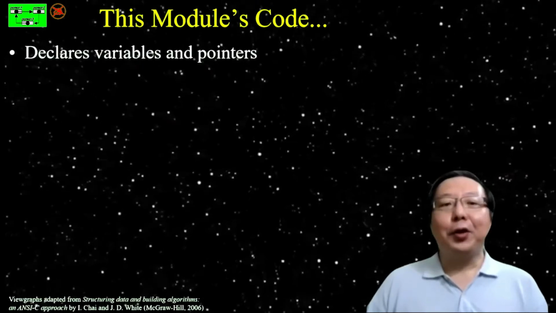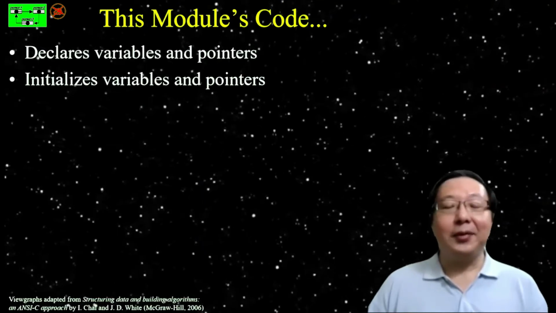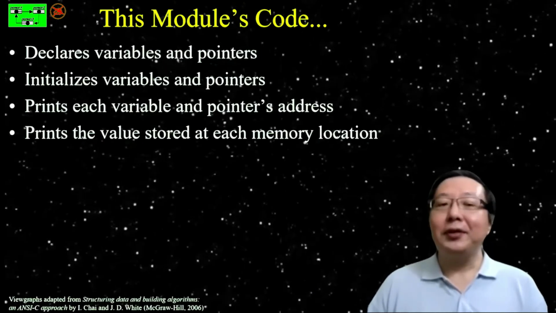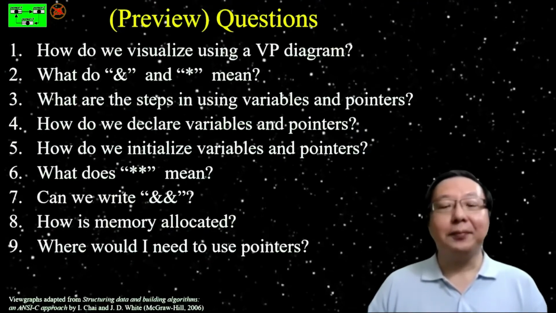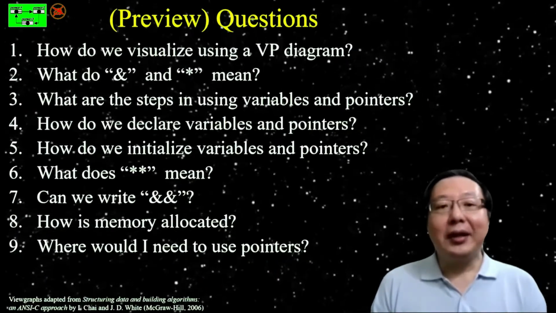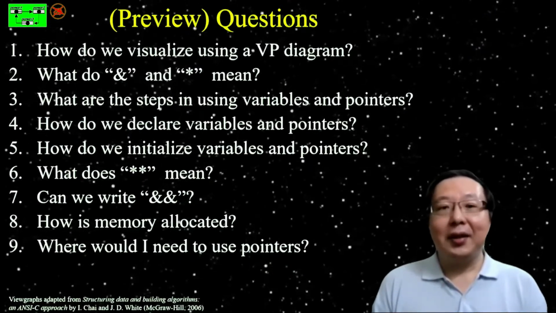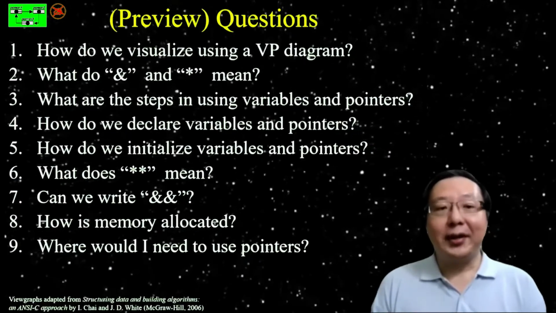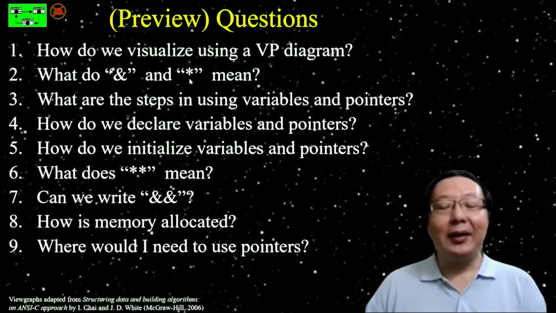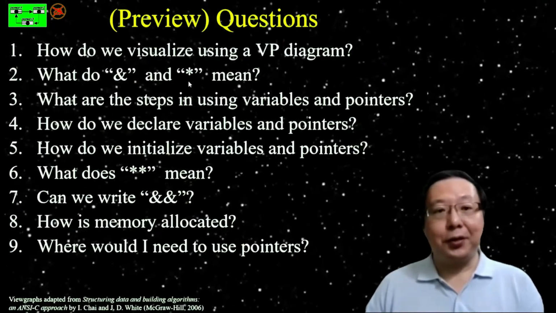Now we're going to look at some code which declares variables and pointers, and then it initializes the variables and pointers, and then prints each variable and pointer's address and prints the values stored in each memory location. As we look at this code, I want you to think about these questions. How do we visualize this in memory using a variable pointer diagram? What do these symbols mean? The ampersand symbol and the asterisk or star symbol. What do they mean in your C++ code?